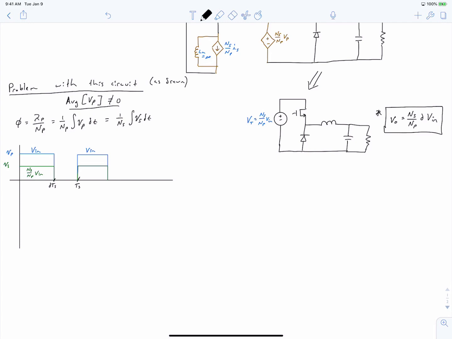So again, while the MOSFET is on over the interval D times Ts, our duty ratio times our switching period, our primary voltage is equal to Vin and our secondary voltage is equal to Vin times the turns ratio. So what does the flux in our core do?